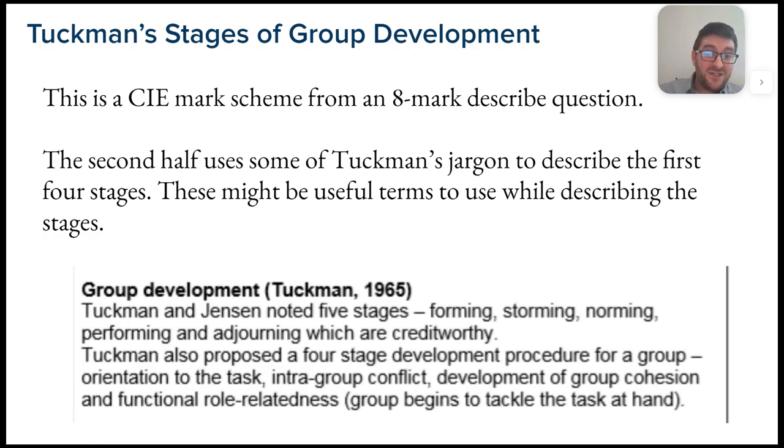They then mention the 4-stage development procedure. That just lines straight up with the stages, right? So orientation to the task, that's forming. Intra-group conflict happens with storming. Cohesion, that happens within the norming stage. And functional role relatedness, or constructive action, tackling the task at hand, this all happens during the performing stage.